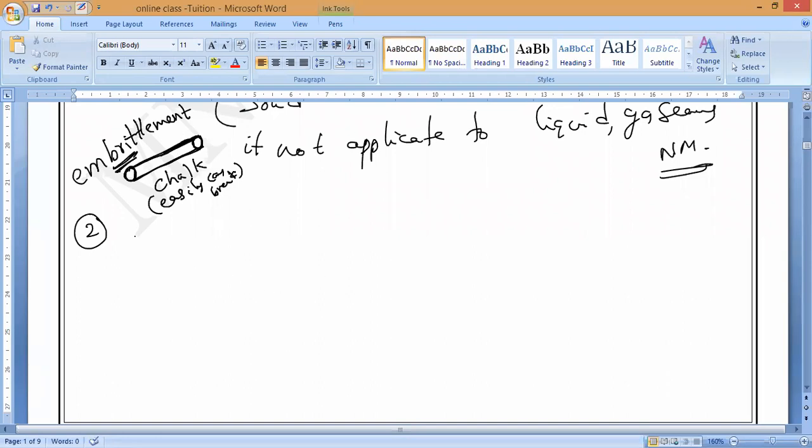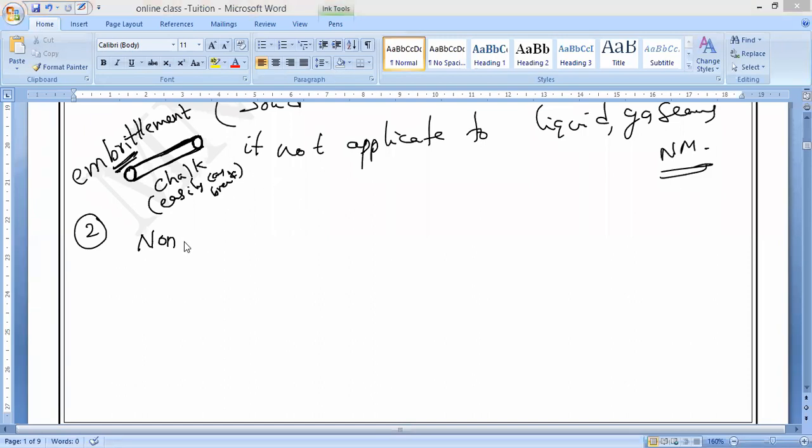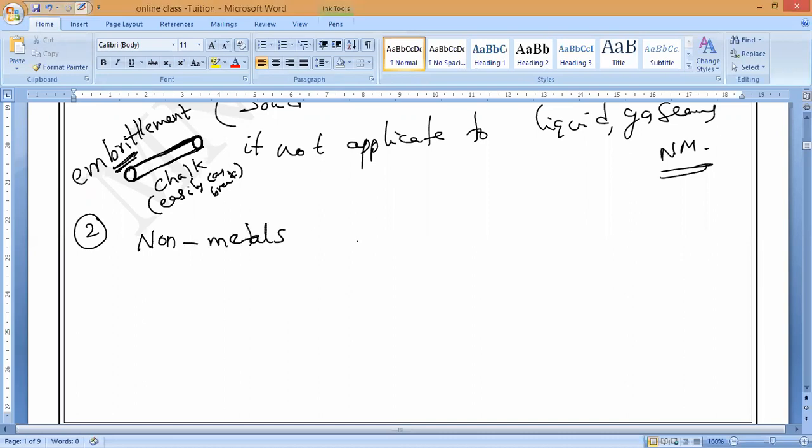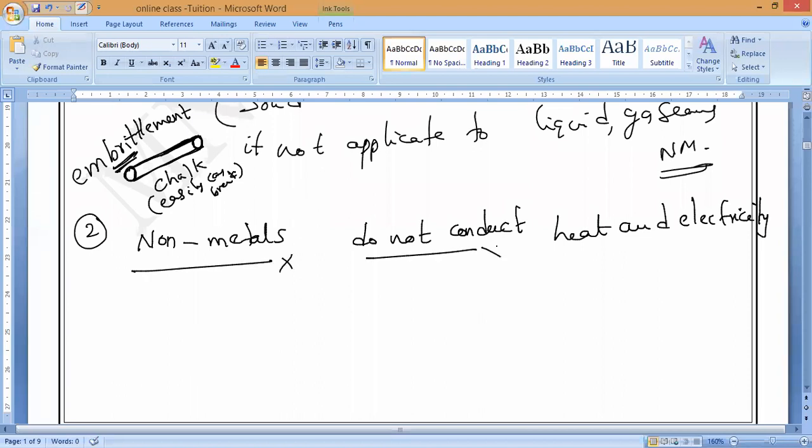Next, the second one, non-metals combined with heat and electricity. Non-metals are good conductors or bad conductors? Bad conductors. They do not conduct heat and electricity. They are bad conductors of heat, as well as bad conductors of electricity. Understand, guys?